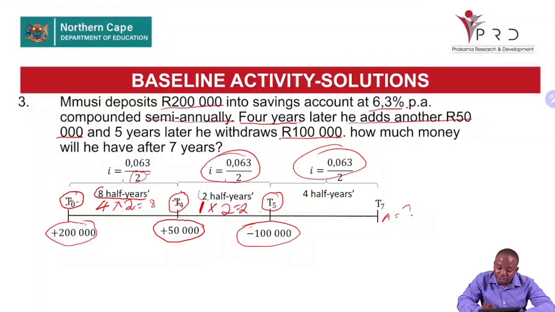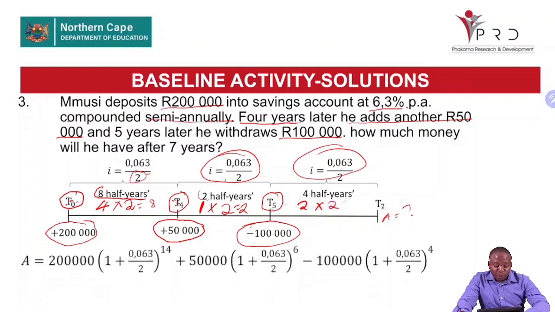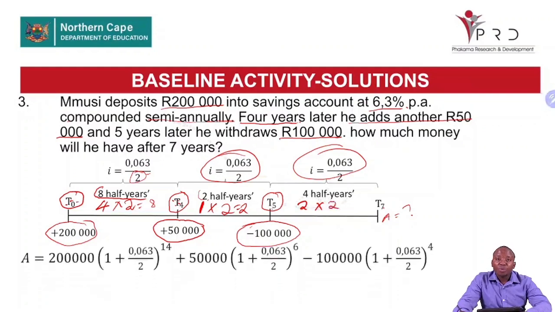We proceed between T5 and T7. How many half years do we have? We're going to just say 7 minus 5. Our 7 minus 5 is 2. So 2 multiplied by our compounding period. In this case, the compounding period is semi-annually. Semi-annually means multiply by 2. Now, after we do this, what do we then do? We now substitute into the formula.